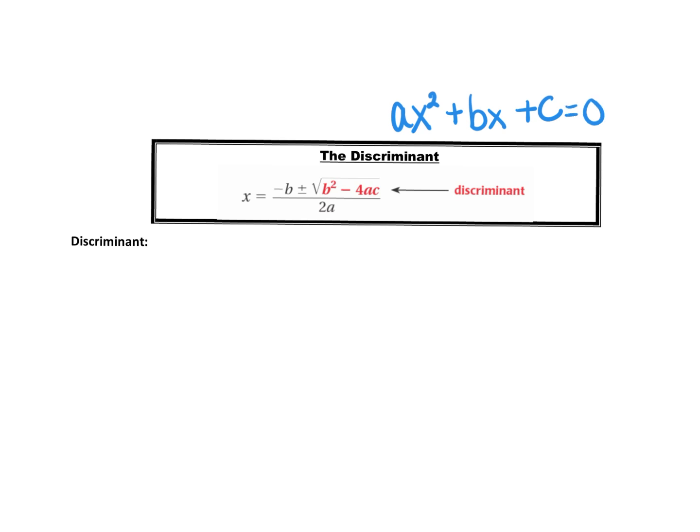Well, when we talk about the discriminant, it is just this piece that is right under this radical sign. It's the b squared minus 4ac.